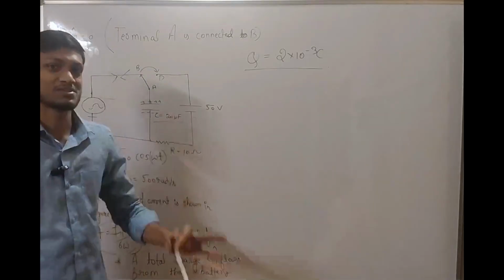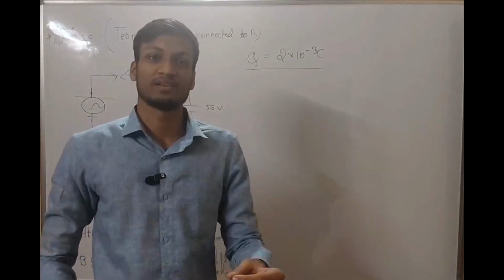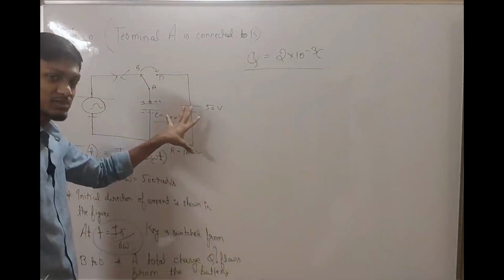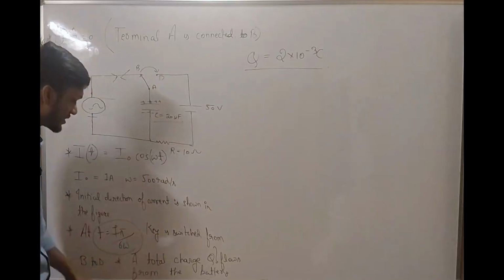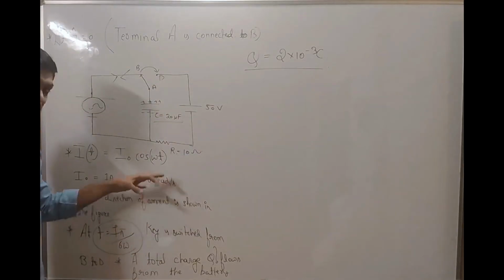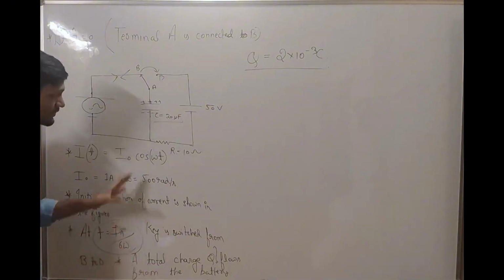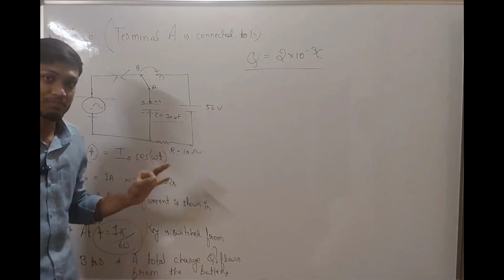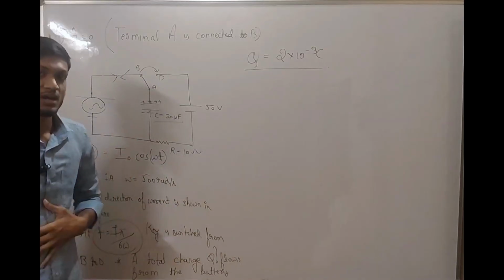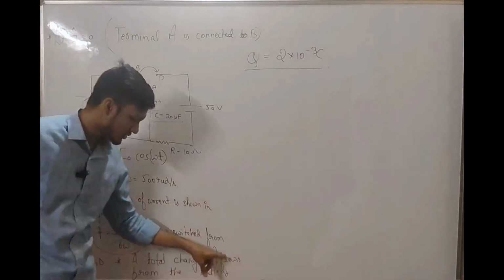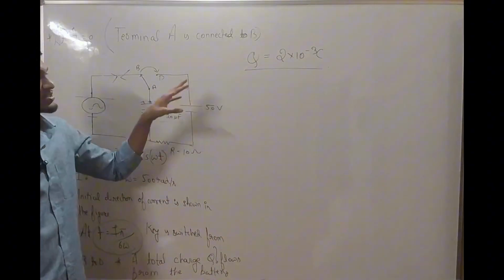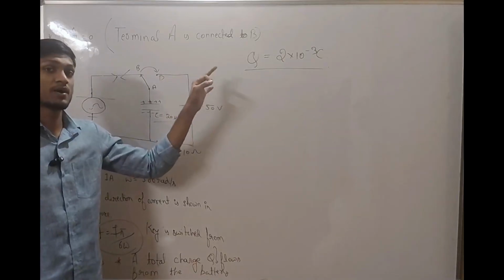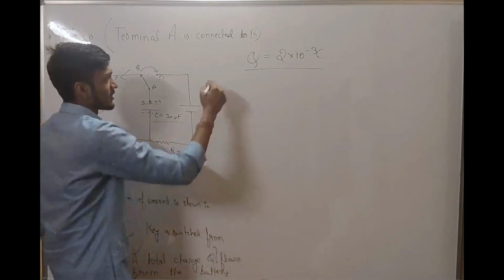Looking at the final option, we have to calculate the charge that must have flown from this battery to the capacitor. Initially we discussed this, that when the circuit was connected from A to D, definitely the battery supplies some charge to the capacitor to fully charge it, and that is the charge that is given to us as Q. We have been asked in the last option to check whether this Q value is 2 into 10 power minus 3 coulomb or not. Let's analyze this option.